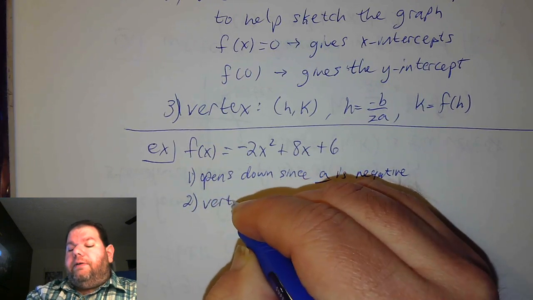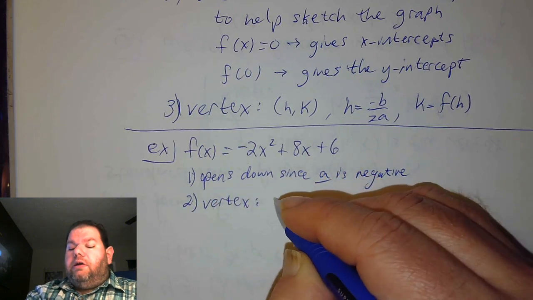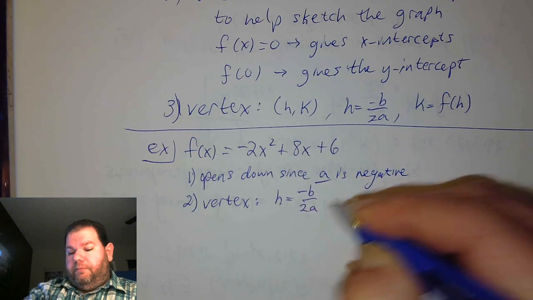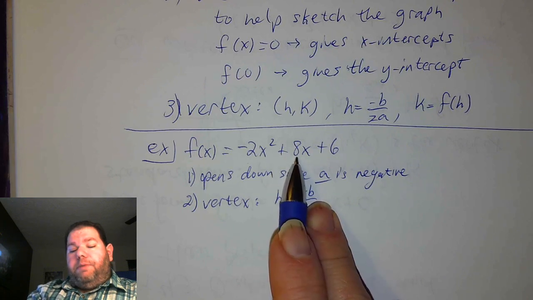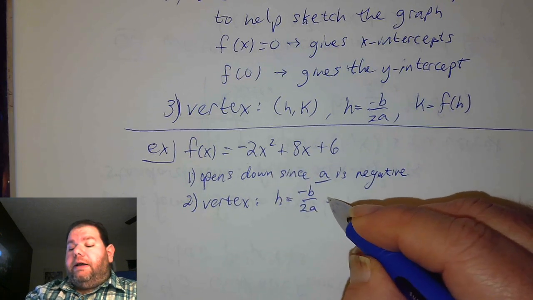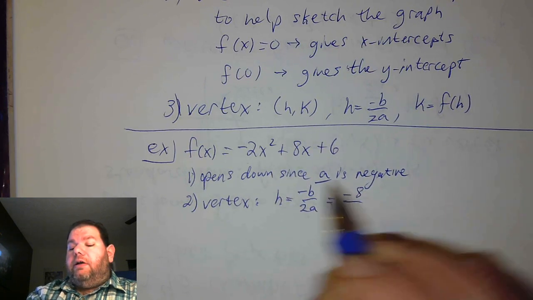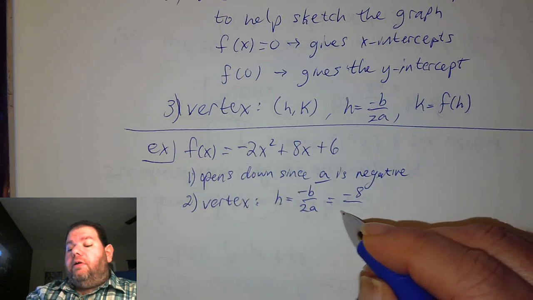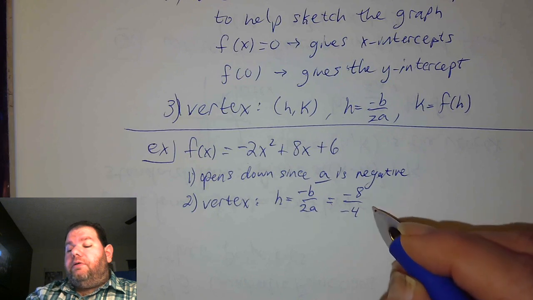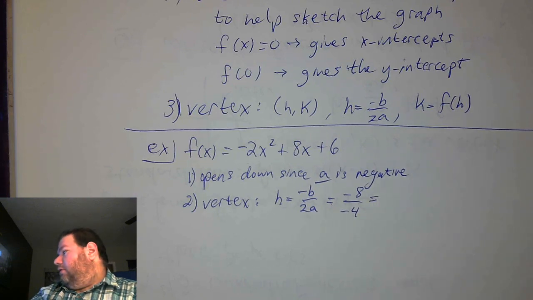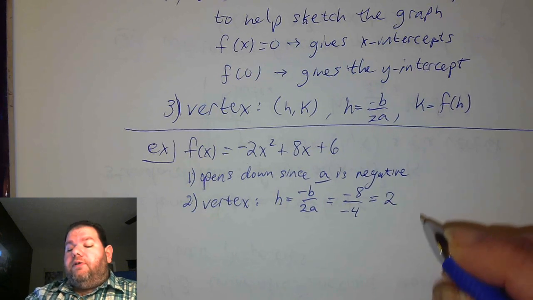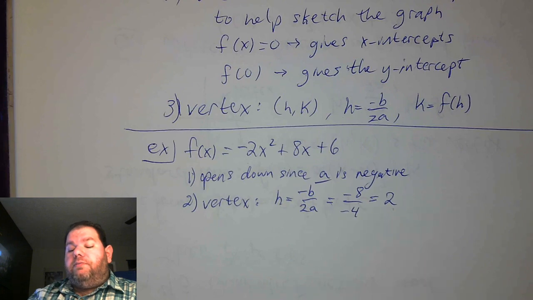Let's do the vertex second. And for the vertex, we said h is equal to negative b over 2a. b is 8, so we get negative 8. A is negative 2, so 2 times negative 2 will give us a negative 4. And then dividing those, negative 8 divided by negative 4, that gives us a value of positive 2, so h would equal 2.